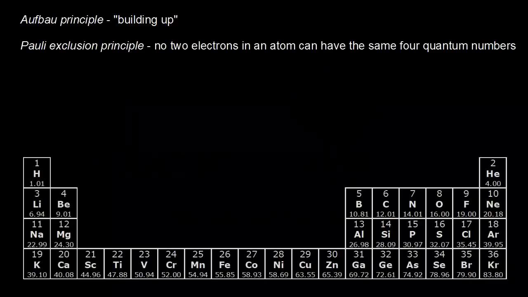Let's look at how to write electron configurations for the first period. And so here's the first period in the periodic table, and we have only two elements to worry about. We have hydrogen, and then over here we have helium. So let's start with hydrogen, atomic number of 1.